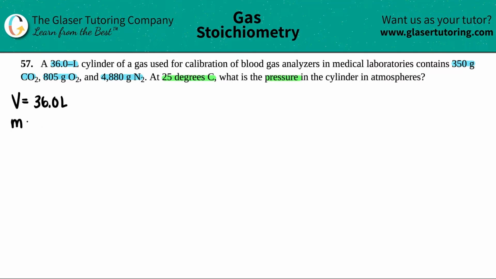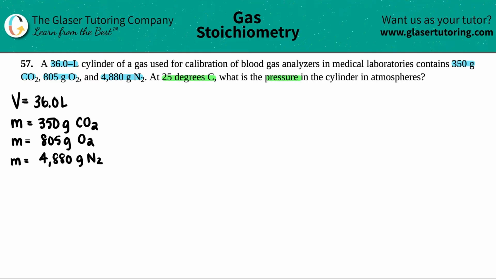Actually, what I'll say is M equals, we have three different mass values, right? We have 350 grams of CO2. We have another mass of 805 grams of O2. And then we have another mass of 4,880 grams of N2. Now, they did give us a temperature. The temperature was 25 degrees Celsius. And they're asking for the pressure.